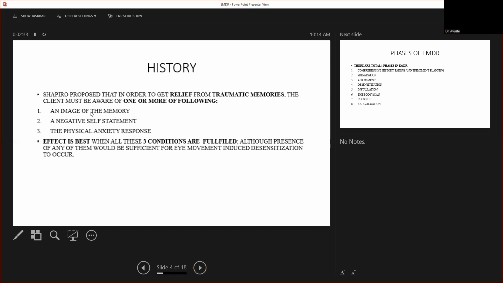Shapiro proposed that in order to get relief from traumatic memories, the client must be aware of one or more of the following: an image of the memory, a negative self-statement, the physical anxiety response. The effect is best when all of these three are combined, although the presence of any of them would be sufficient for eye movement induced desensitization to occur.